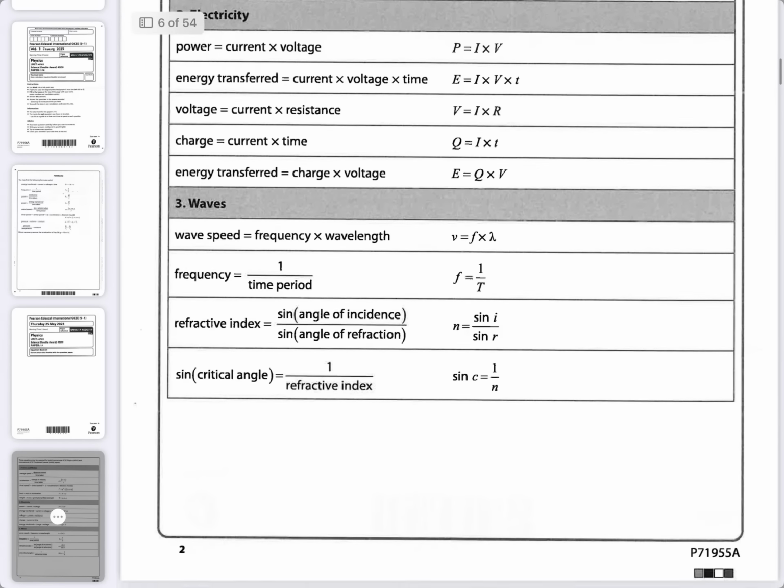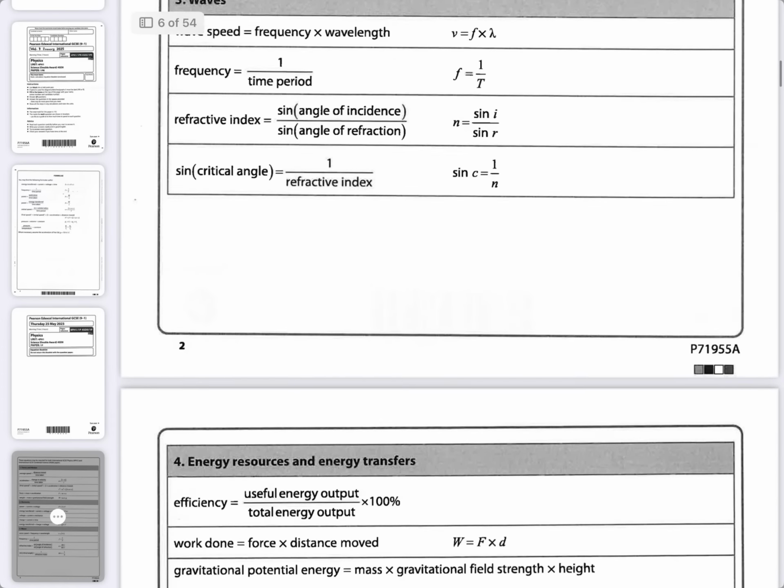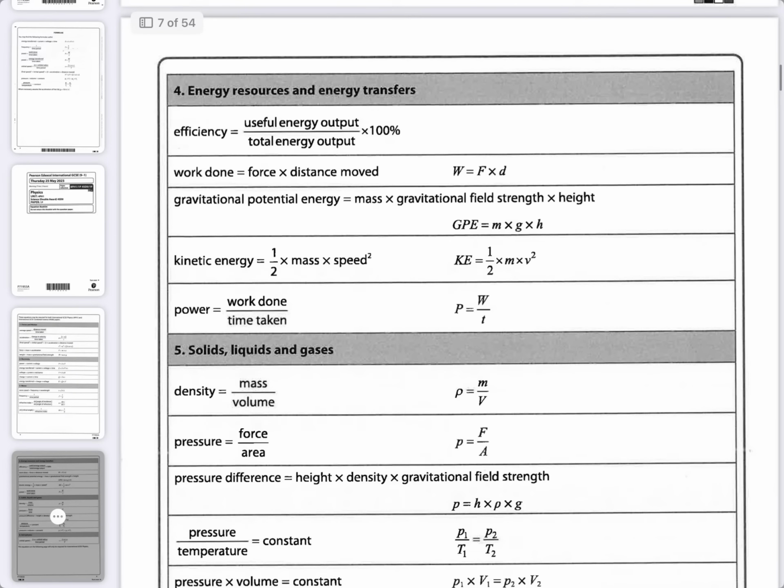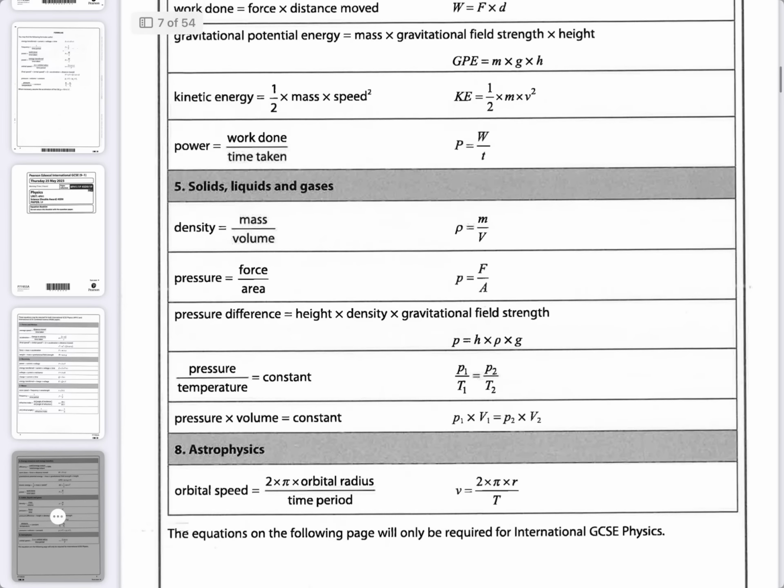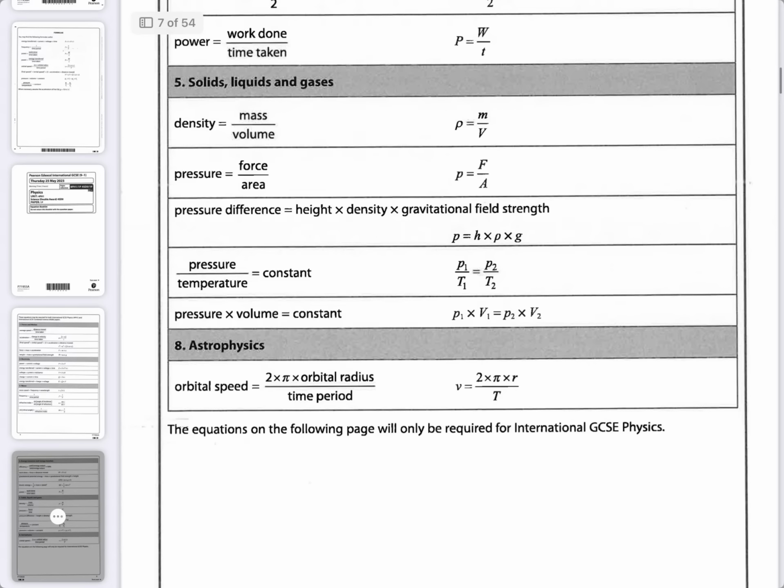Waves has 4 equations. Then energy resources, energy transfers. I think they use the efficiency equation in one of the questions, along with the Sankey diagram. Then solids, liquids, gases: density, pressure, pressure difference, the pressure-temperature ratio being constant, and pressure times volume are the equations.